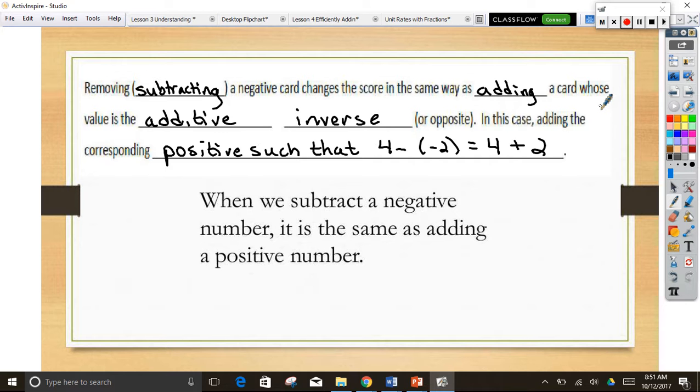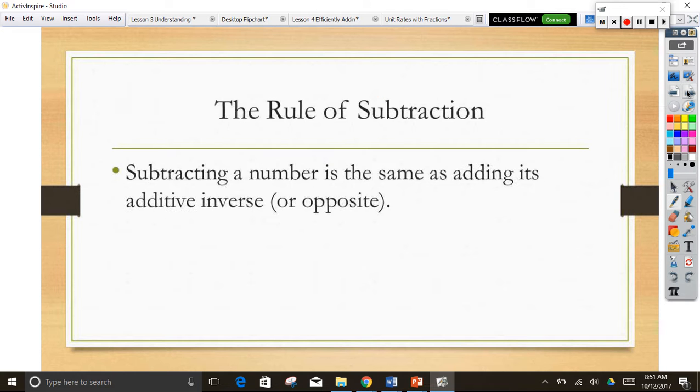Okay, is everyone good? Did you all get this? Okay, so on here I wrote just the rule of subtraction. I think this is in your notes. It is. Subtracting a number is the same as adding its additive inverse or opposite.